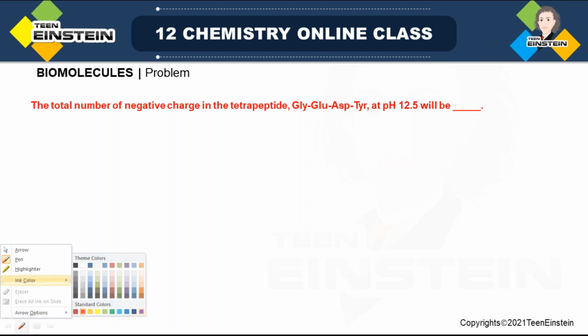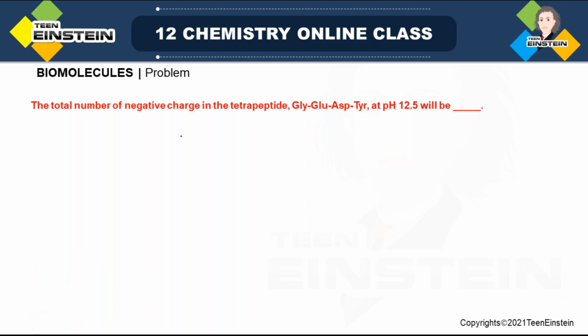and it is saying the total number of negative charges in the tetrapeptide. What is the tetrapeptide? That is given: GLY, then GLU, ASP, and then TYR. So we have a total of 4 amino acids connected to each other. So that is what a tetrapeptide is. But the peptide bonds total 3. It is at pH 12.5.